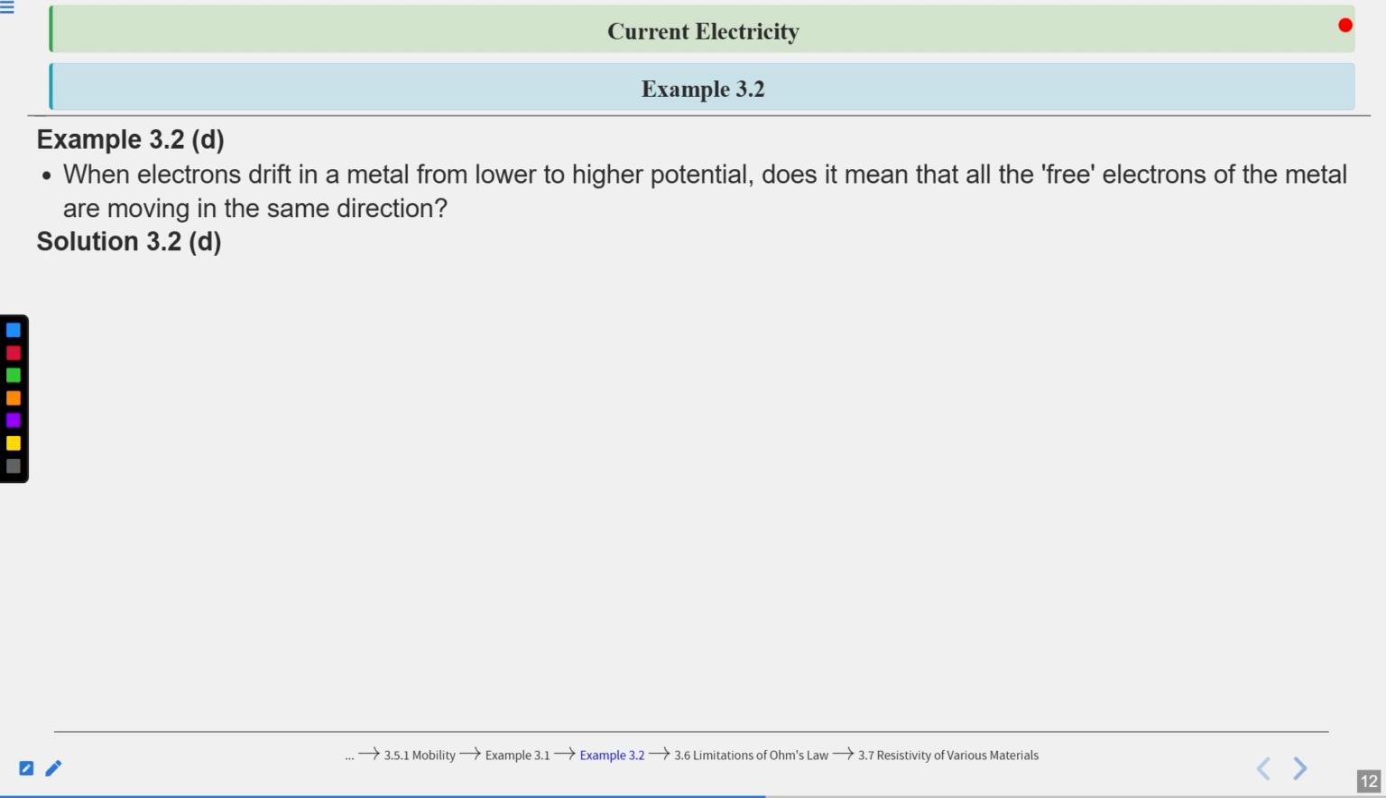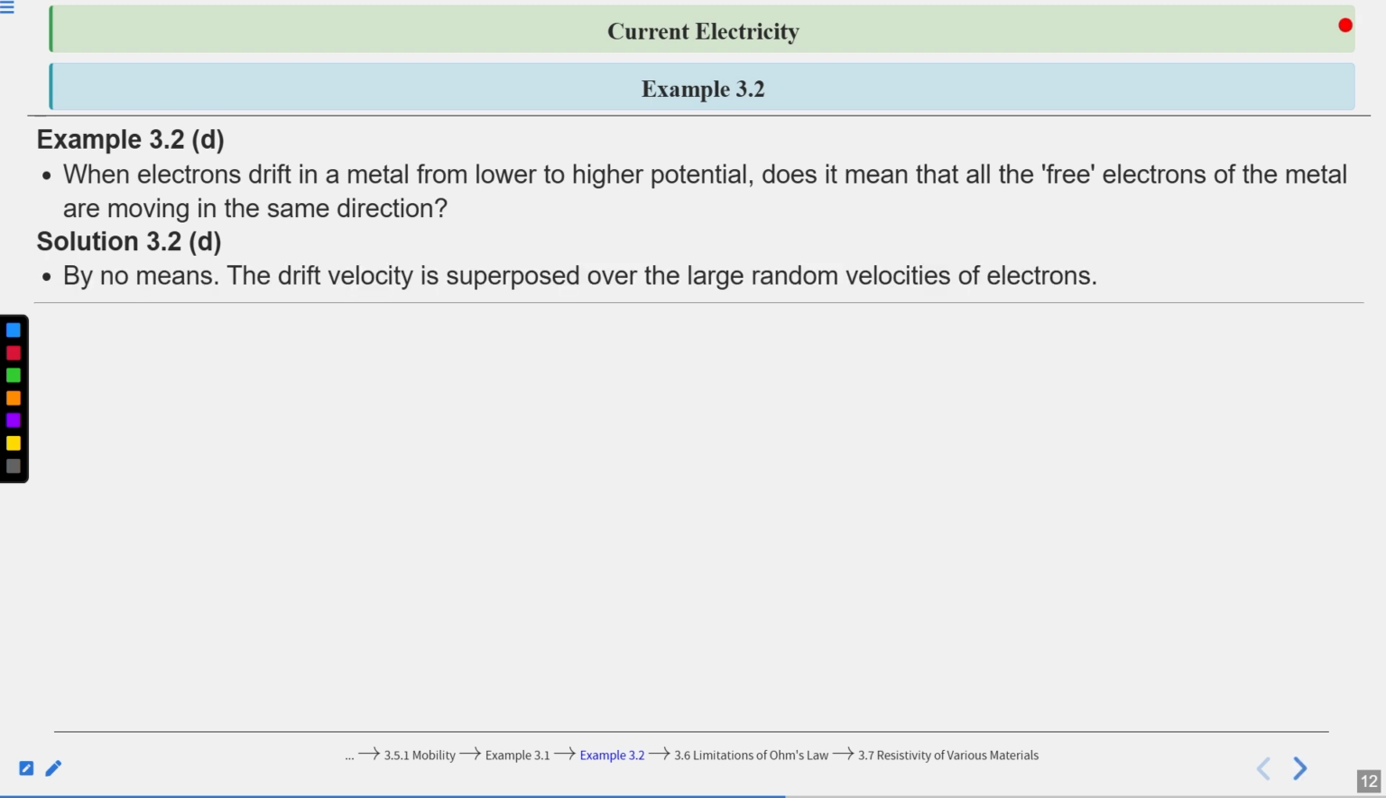By no means, not at all. The drift velocity is superposed over the large random velocities of the electrons. So drift velocity only overcomes the large velocities of the electron, but does not completely eliminate the thermal speeds, due to which all the electrons are not in the same direction, but most of the electrons will get the direction from lower potential to higher potential.